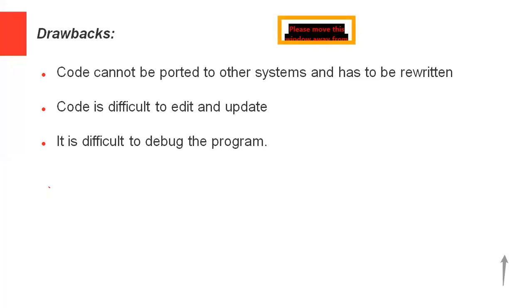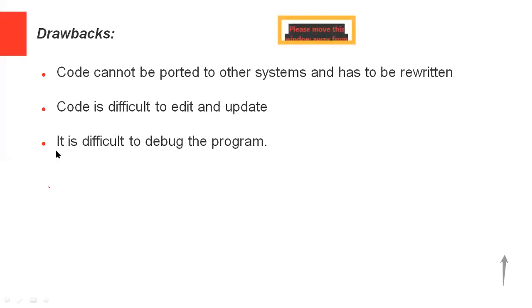And the second one: code is difficult to edit and update. Why? Because the code is in the form of machine code, zeros and ones. So code is difficult to edit. It is difficult for us to edit, and also difficult to update. So that is another drawback in first generation languages.